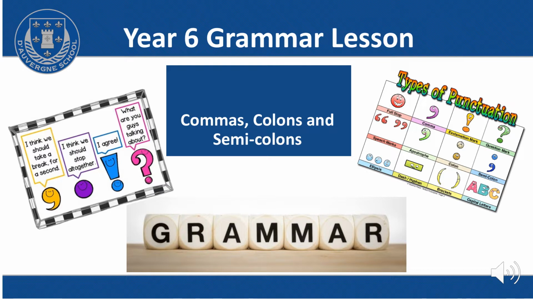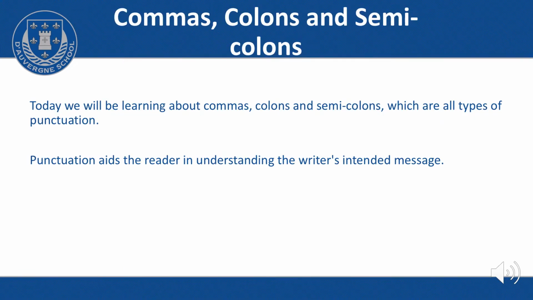Today in grammar we will be learning about commas, colons and semicolons. Commas, colons and semicolons are all types of punctuation, and punctuation aids the reader in understanding the writer's intended message. Sometimes the use of punctuation makes it easier to read and comprehend the writer's ideas, but some marks can completely change the intended meaning. Depending on where they are placed, or if they're used at all, commas and other types of punctuation affect a sentence's message.